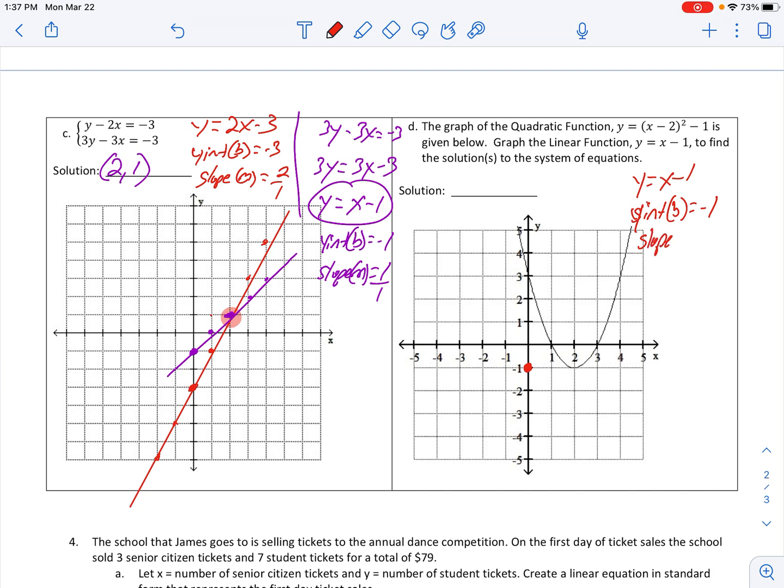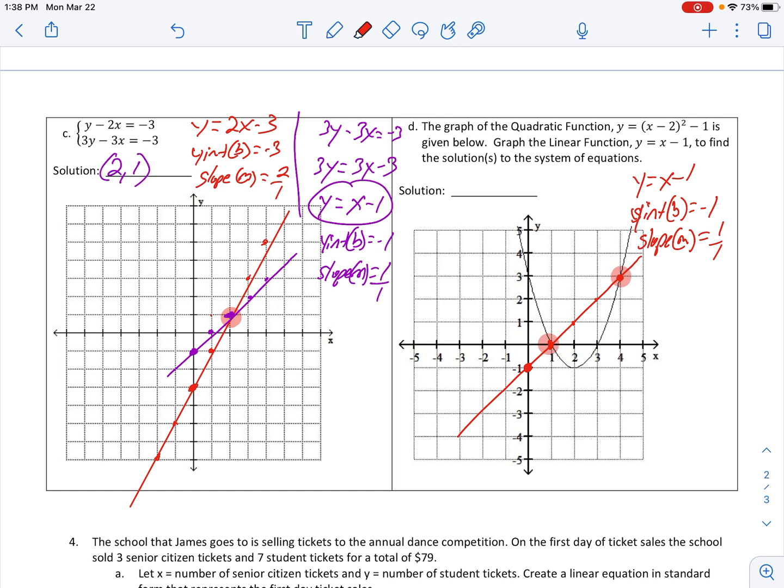And the slope, which in this case is 1/1, we play that slope game and figure out where it crosses the parabola, the quadratic U-shaped function. Up 1/1, and boom, it does. But keep playing that game, because eventually it's going to cross at another point. So up 1/1, up 1/1, and there it is. It crosses the parabola at a second point.